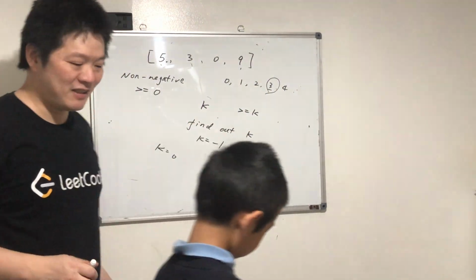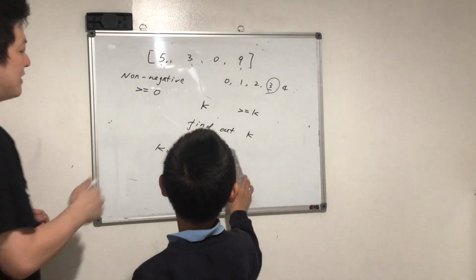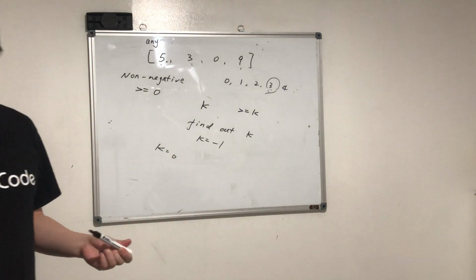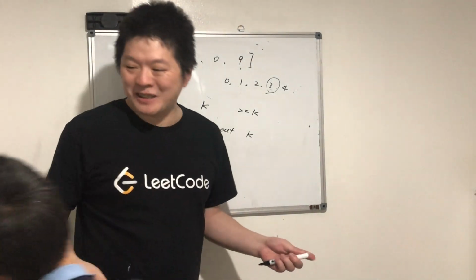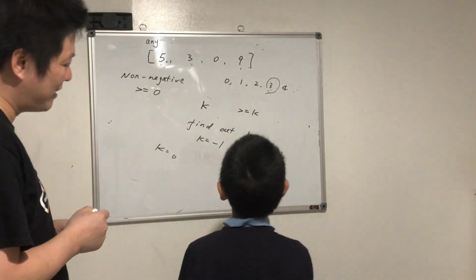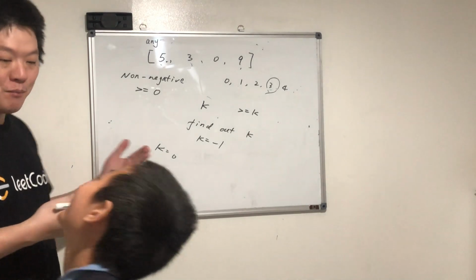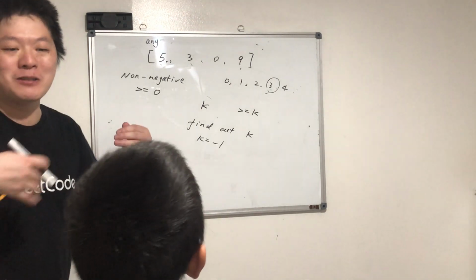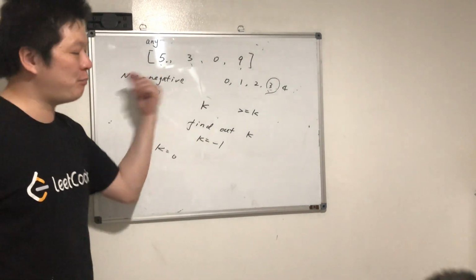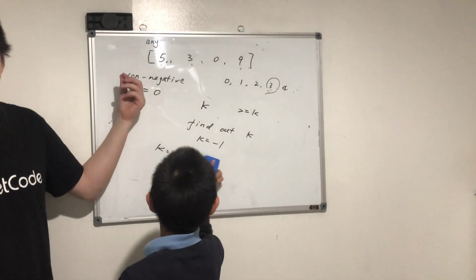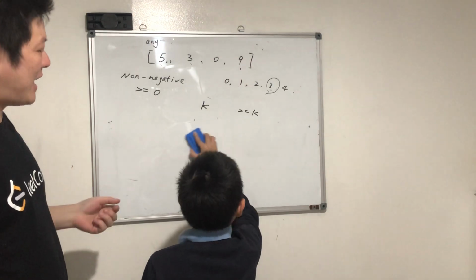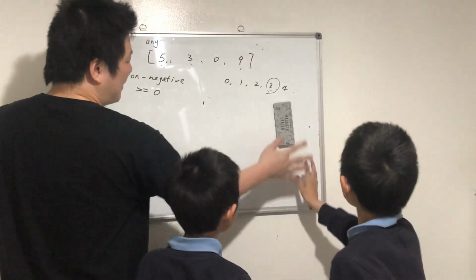So, find the k. Any ideas? We just do the thing you did. Yes, exactly, that's very clever. What's that called? The brute force thing. That's the most straightforward, intuitive way. So we brute force all the k, and we count how many numbers here are bigger than or equal to k, right?